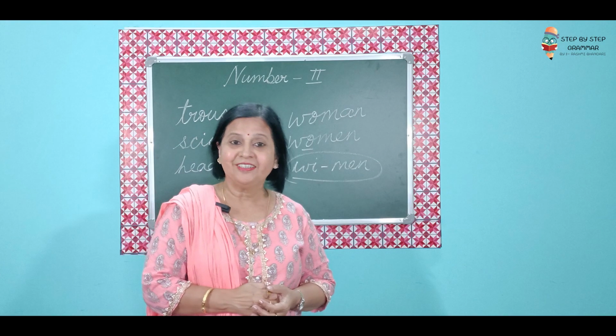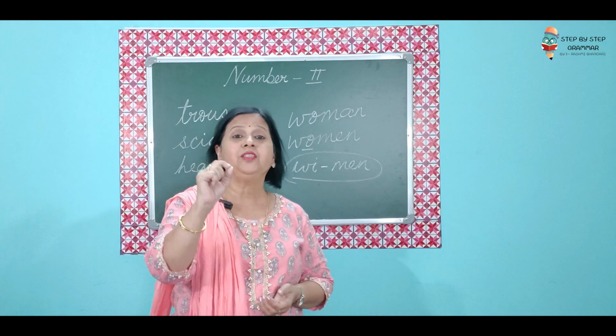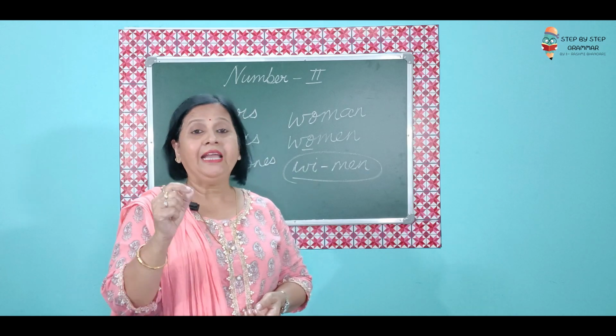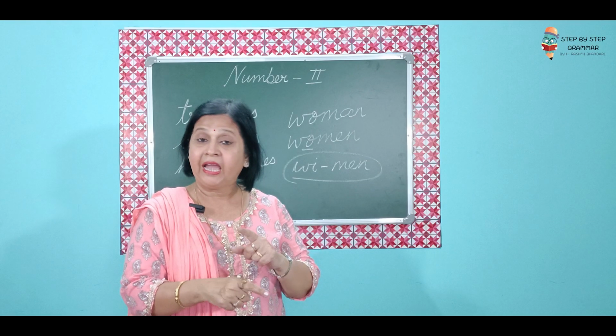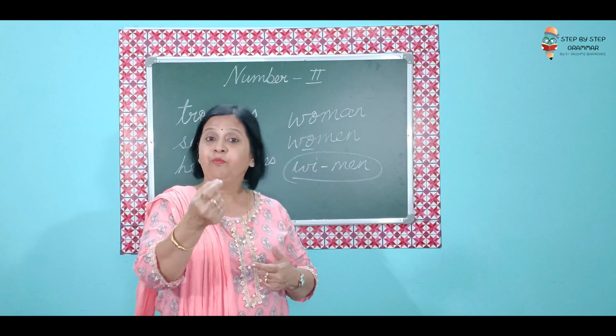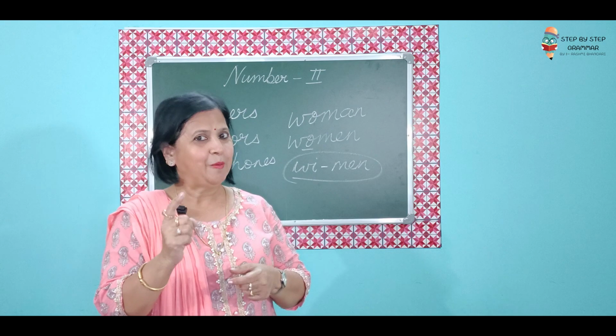So here are the answers. The incorrect, first of all, you have to find out how, again, some hint word is there. For example, I had a. A means one. So if it is a or if it is number 1, we cannot have slices. So I had a slice of bread with butter. There is no word such as butters.